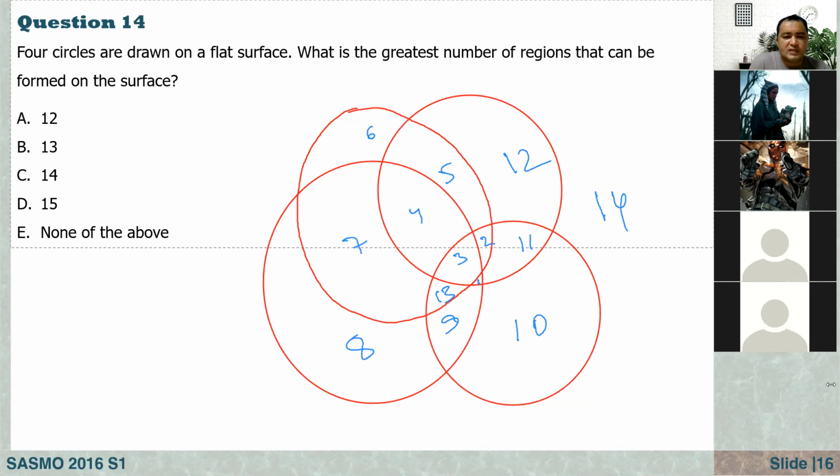For example, if I ask what the minimum is, at the time the minimum is like this, right? This is 1, 2, 3, 4, 5. Okay, minimum. When you say maximum, we should draw in such a way that we try to make the circles cross each other more and more.